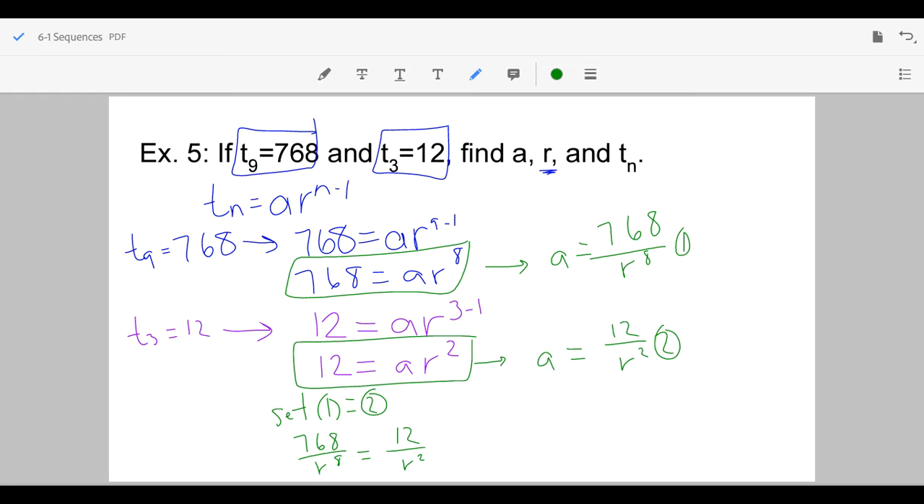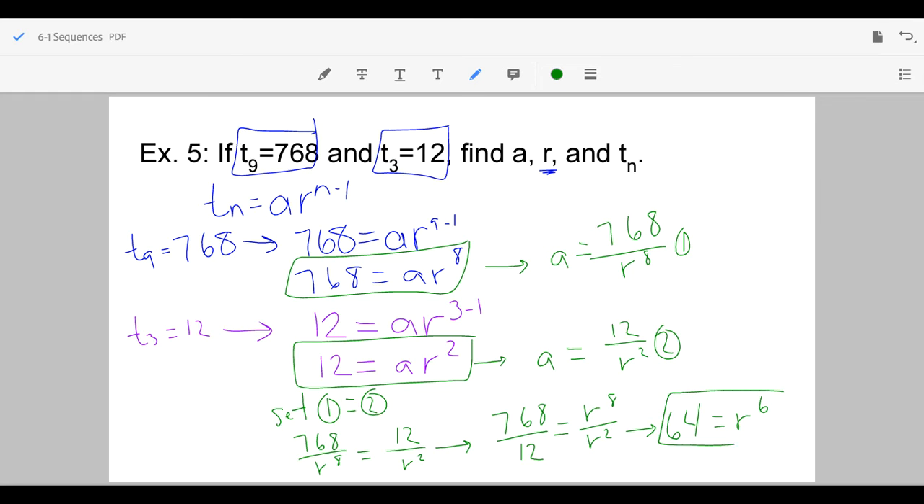I'm going to rearrange so my r's are on the same side, so I'm going to cross multiply and divide a little bit here. So we get 768 divided by 12 is equal to r to the exponent 8 over r squared. 768 divided by 12 is 64, which is equal to r to the exponent 8 divided by r squared. When you're dividing powers with the same base, you subtract the exponents. So 8 minus 2 is 6.